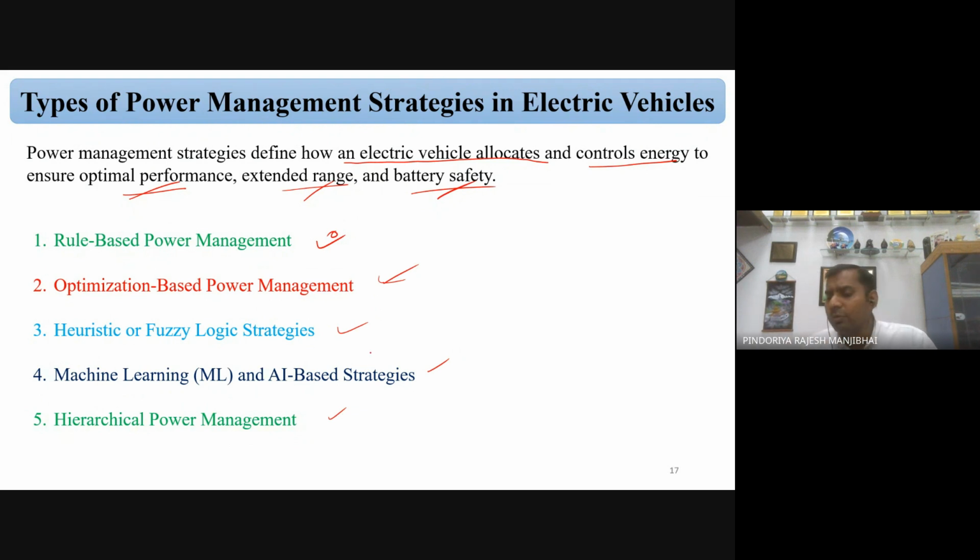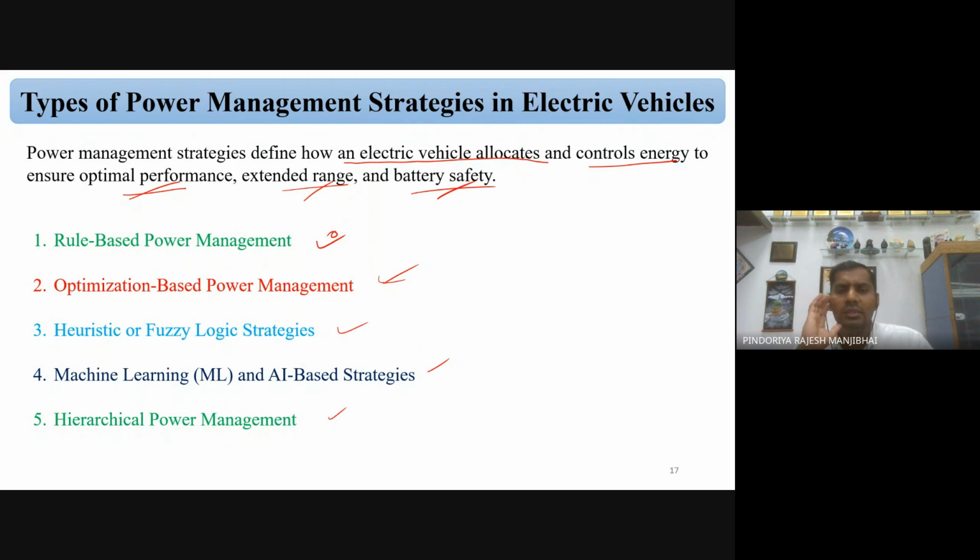Rule-based power management is simple. You can compare it with our life. Suppose my rule for my best life is that I save some amount, maybe 100 rupees or 200 rupees per day. That is my life rule. So ultimately after 20 years, I will get around 50 lakh rupees. That is rule-based.